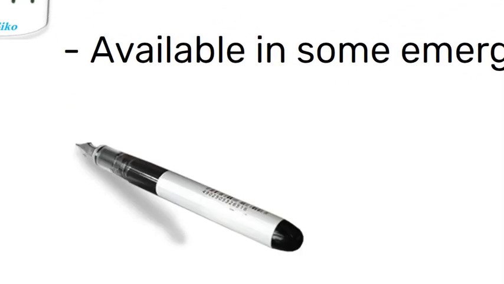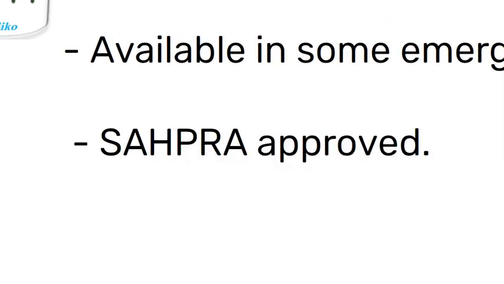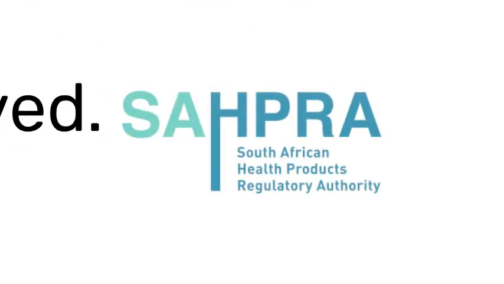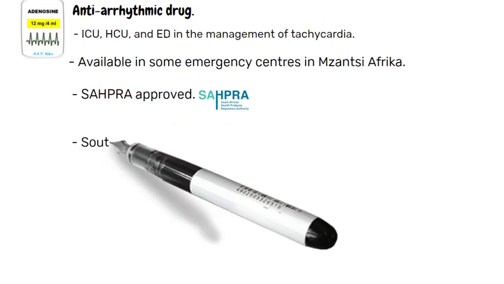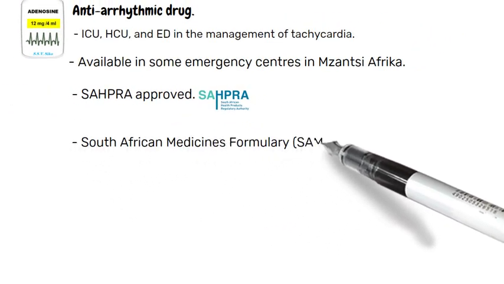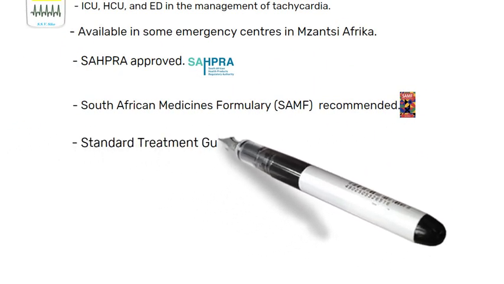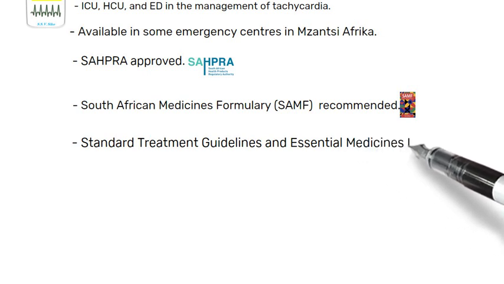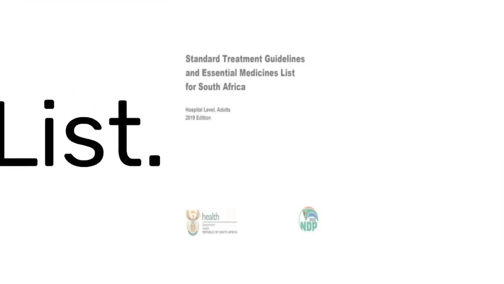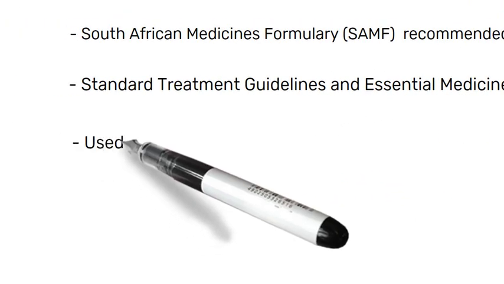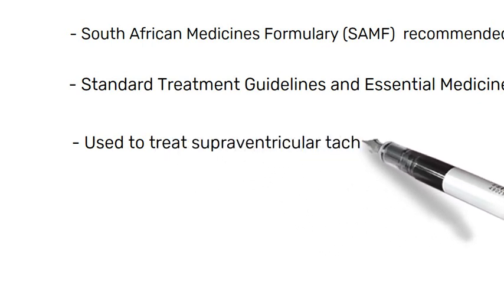In South Africa, adenosine is approved by the South African Health Products Regulatory Authority, also called SAHPRA. The use of adenosine is also recommended by the South African Medicines Formulary. It is also recommended in the Standard Treatment Guidelines and Essential Medicines List of South Africa. As you will see later on in this video, it is recommended for the treatment of supraventricular tachycardias.